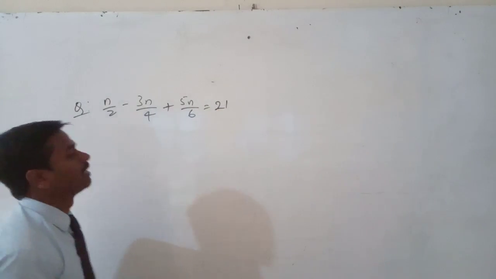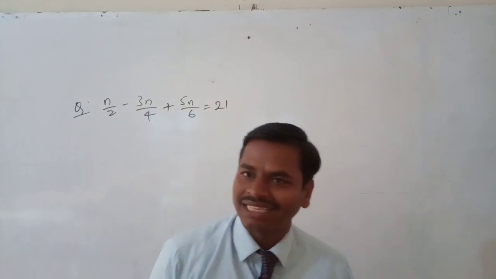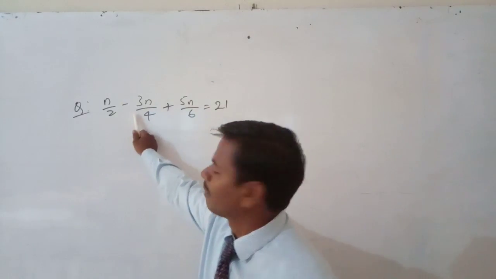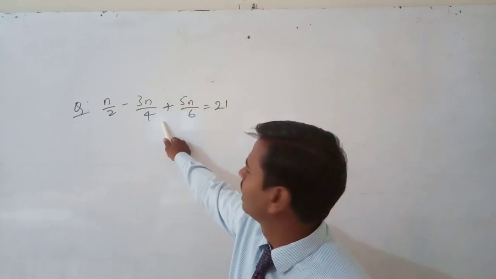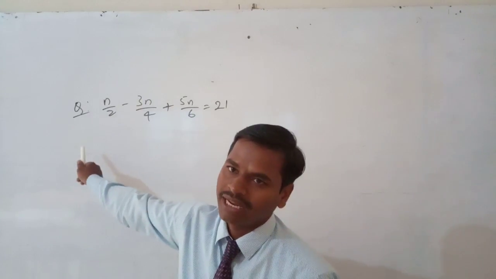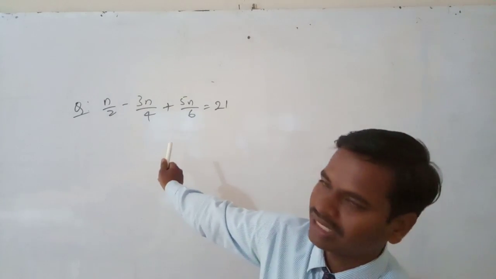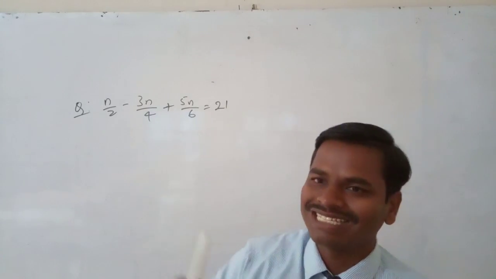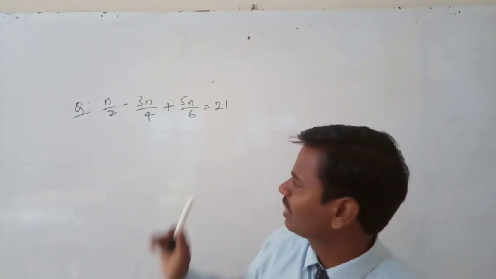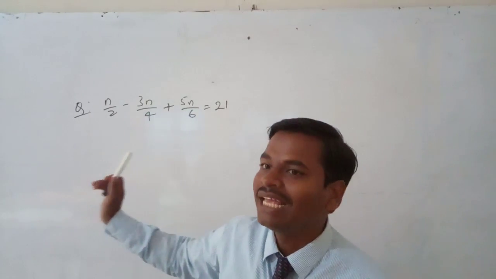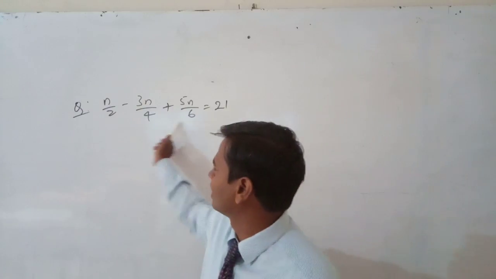21 is on the right side. On the left side, 3 terms are there: n by 2, minus 3n by 4, and 5n by 6. Total 3 terms are there, with fractions, with rational numbers. Now, on the right side only 21 is there, it is in simplest form. Okay, first we should simplify LHS. We should take the LCM of these denominators.